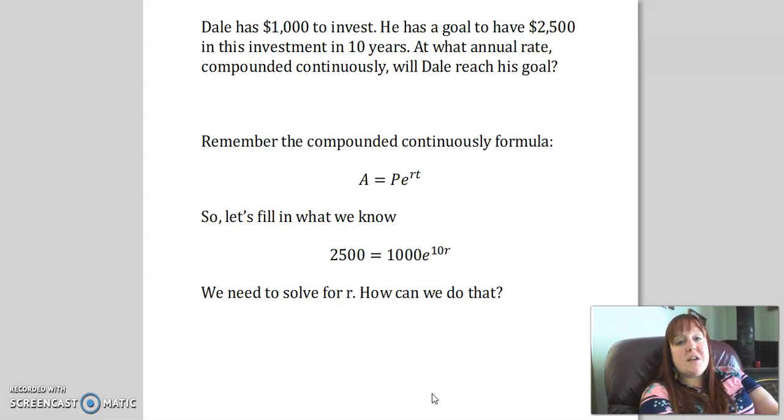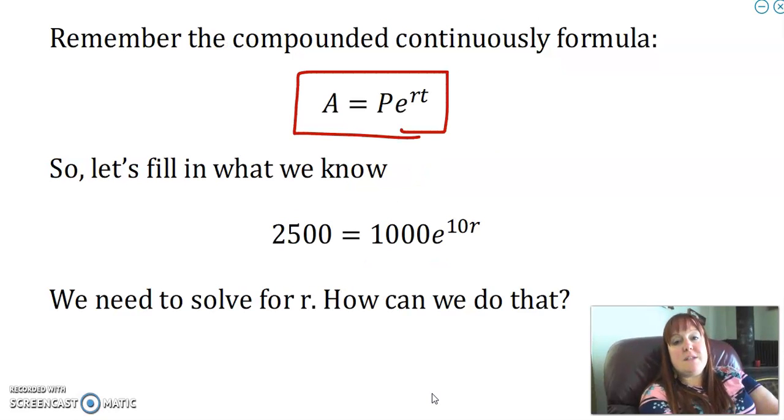So the first thing you realize is this is an exponential function because we're talking about compounded continuously interest. So we remember that the compound continuously formula is this. Amount equals the principal times e to the rt. So remember, this is our amount. This is our principal. e is Euler's number. It's just a number. r is the rate, and t is the time in years.